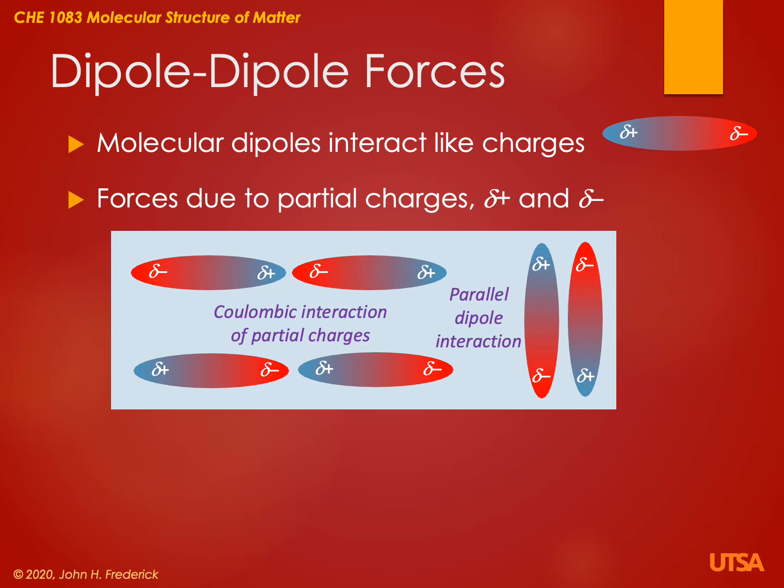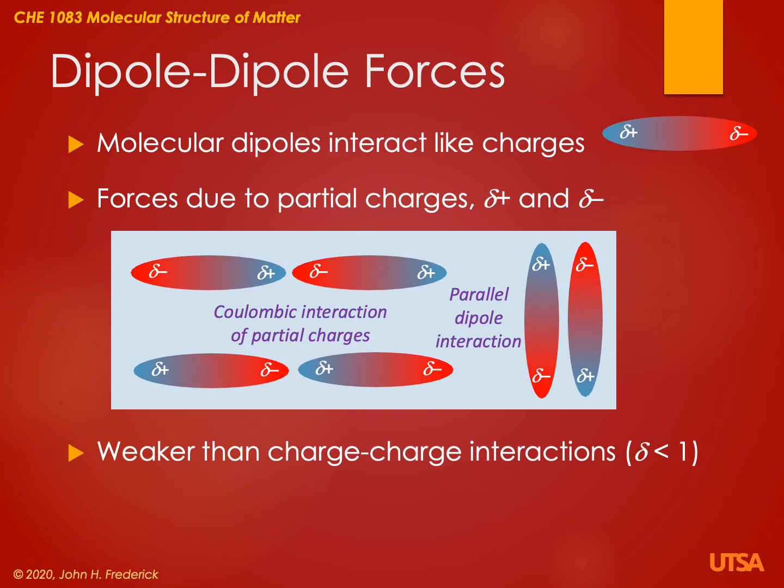be attractive Coulombic interactions. We could also have a parallel dipole interaction where we've got the positive end of one next to the negative end of the other, and the opposite true at the other end of those dipoles. So these are different ways that these can combine to enhance the strength of the electrostatic forces between these dipoles.